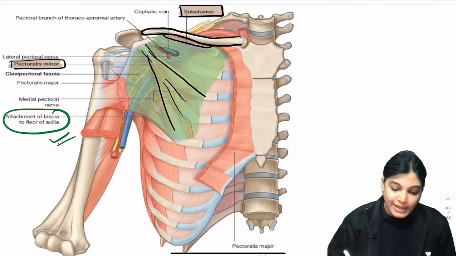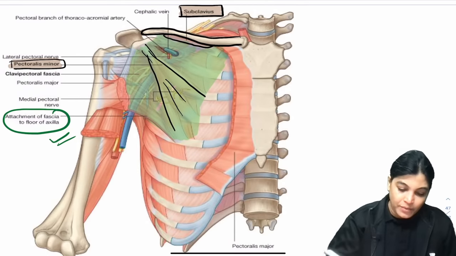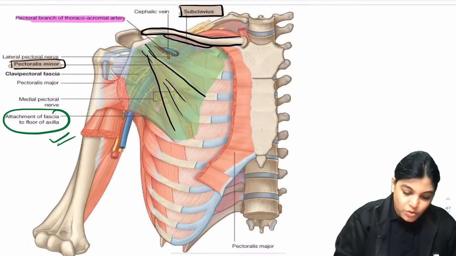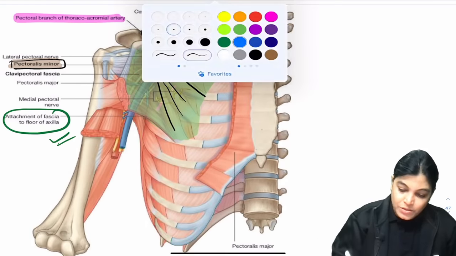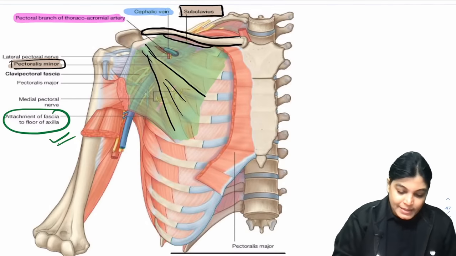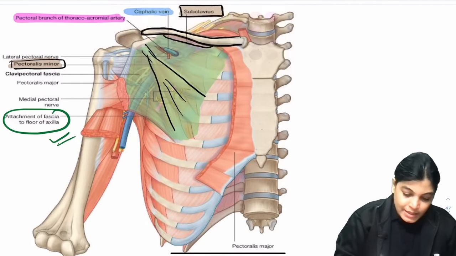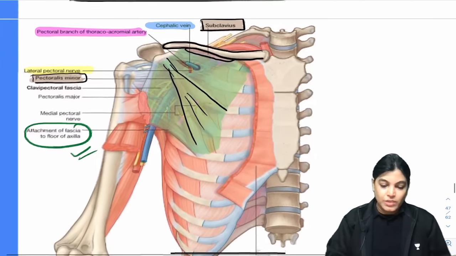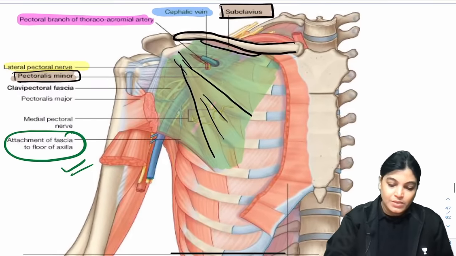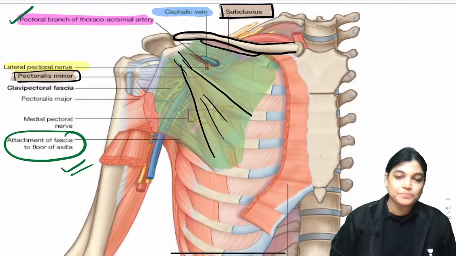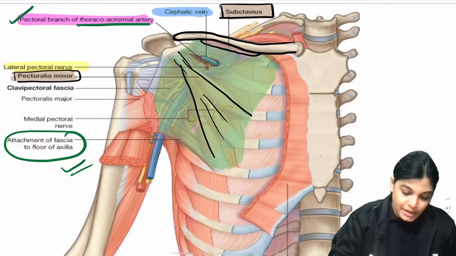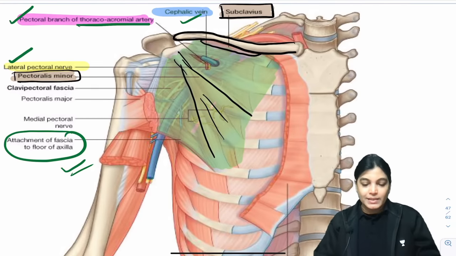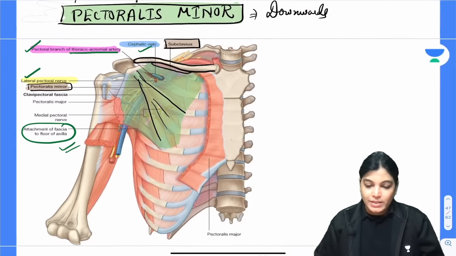In this extent, it is also getting pierced by certain structures. We can see here, one is the artery: it is getting pierced by the thoracoacromial artery, the cephalic vein, lymphatics, and also by one nerve, the lateral pectoral nerve. These highlighted structures are piercing it. We will come to the lymphatics also. I think this is clear.